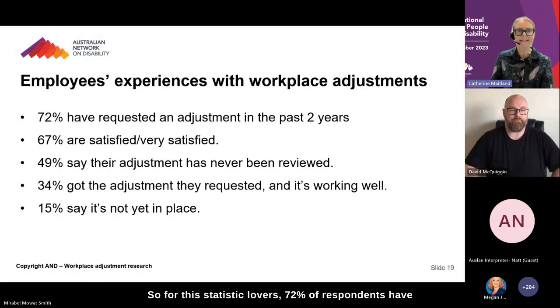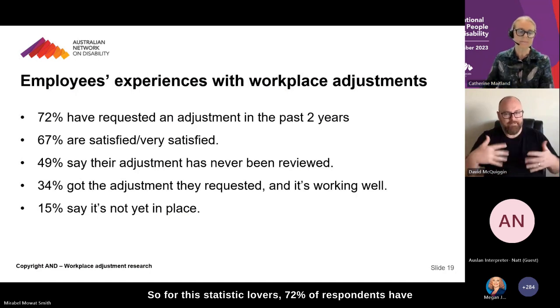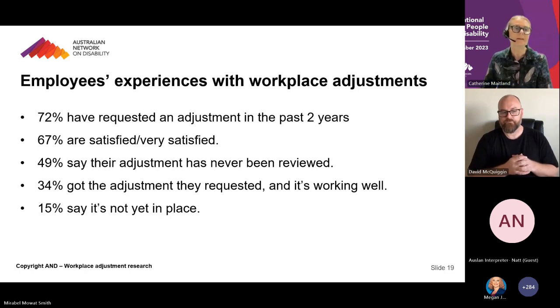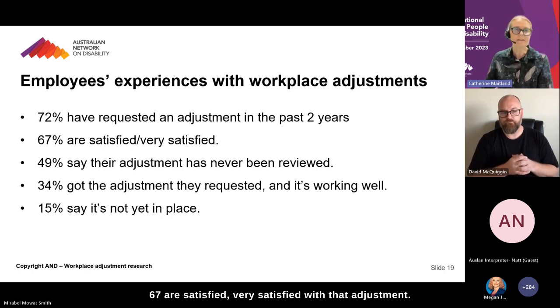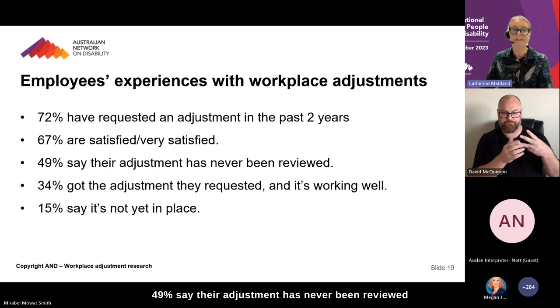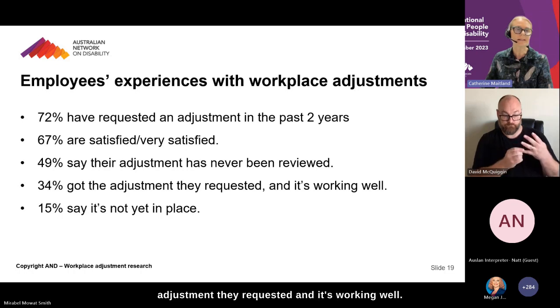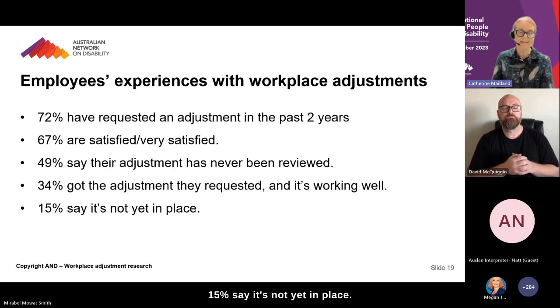So for the statistic lovers, 72% of respondents have requested an adjustment in the past 2 years. 67% are satisfied or very satisfied with that adjustment. 49% say their adjustment has never been reviewed since it was implemented. And 34% got the adjustment they requested and it's working well. 15% say it's not yet in place.